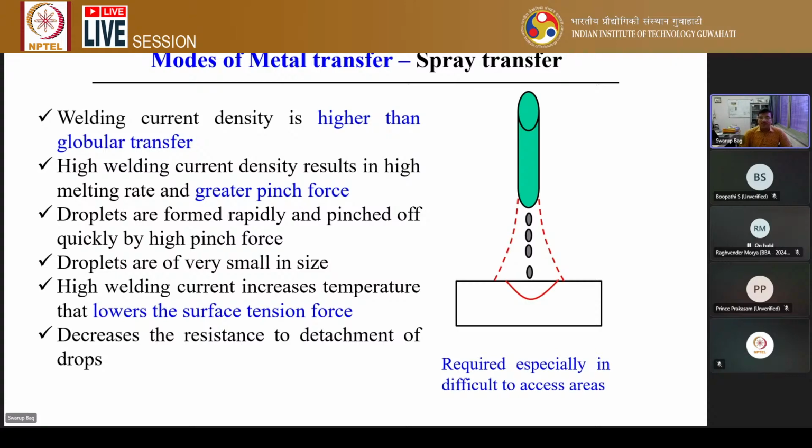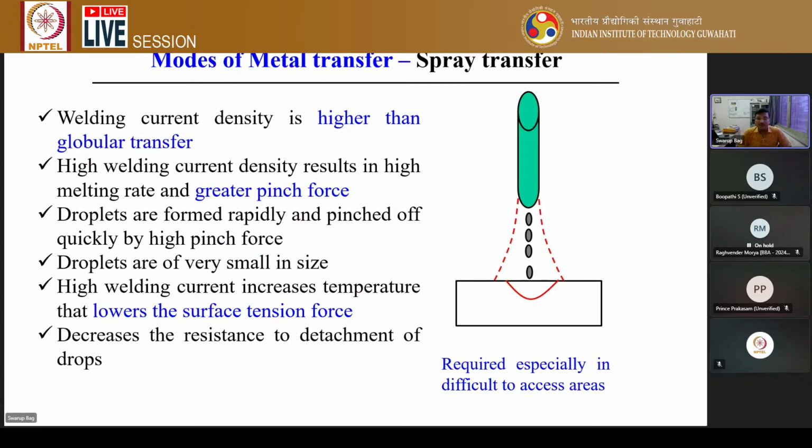gravitational force. But of course, you can ask whether there might be some role of the electromagnetic force also, because in case of the globular transfer, electromagnetic force is always there. But in this case, it may not play the main role, because electromagnetic force basically tries to detach the droplet from the electrode. So it also has a role, but I think the more important force in case of the globular transfer is the gravitational force.